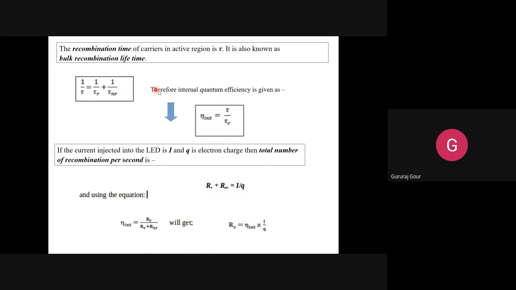So ultimately, the optical power generated internally, P internal, is given by the radiative recombination rate RR times h nu. RR we just got, so that is the internal quantum efficiency times I by q times h nu. Nu is given by c by lambda in terms of wavelength, and this is the final equation we get for the optical power internally generated in the LED.